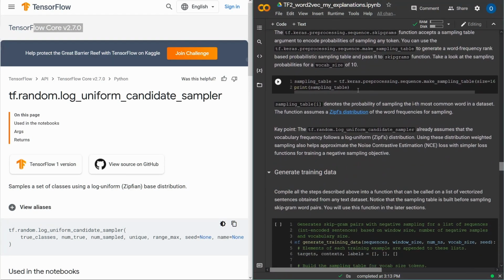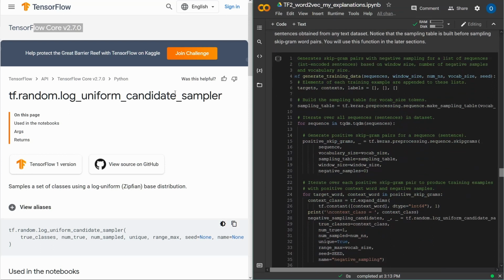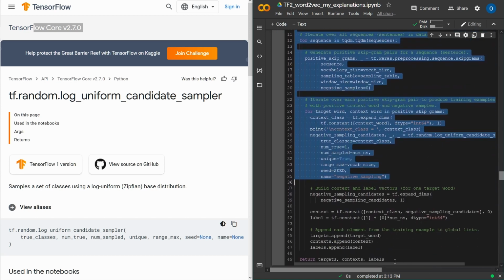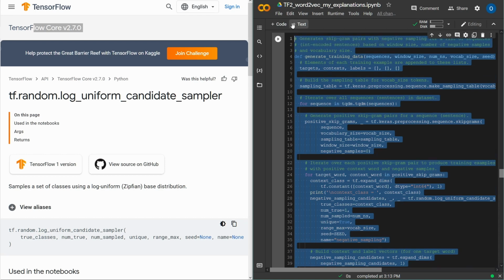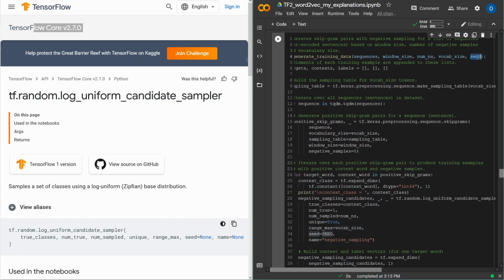And here we go. What else can we do? The sample size, no. What is nice now is you can put all of this in one definition. And this is exactly what happens in our original TensorFlow tutorial. You say, define my function, generate the training data, depending on the sequences, my sentences, the window size I define around my target word, the number of negative word pairs, my vocabulary size, and then just some number for reproducibility.